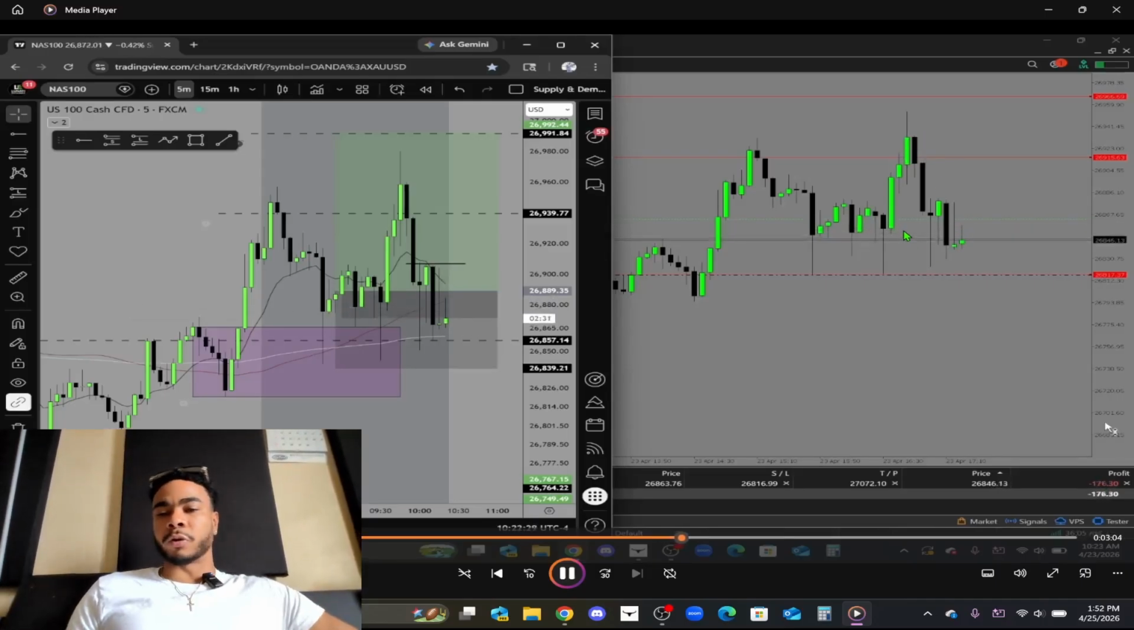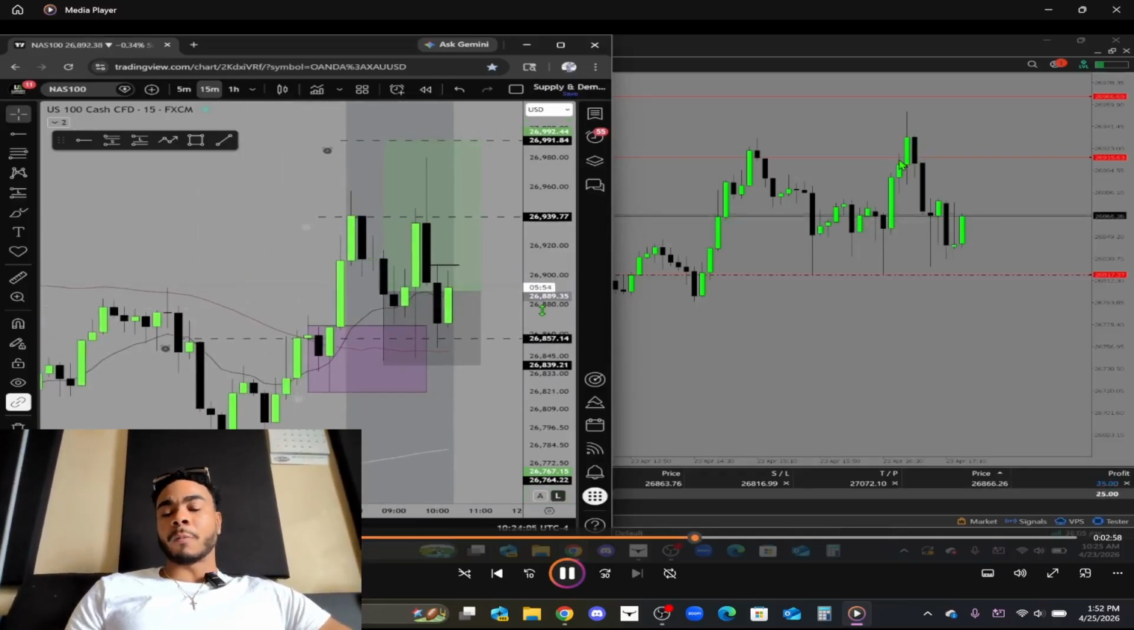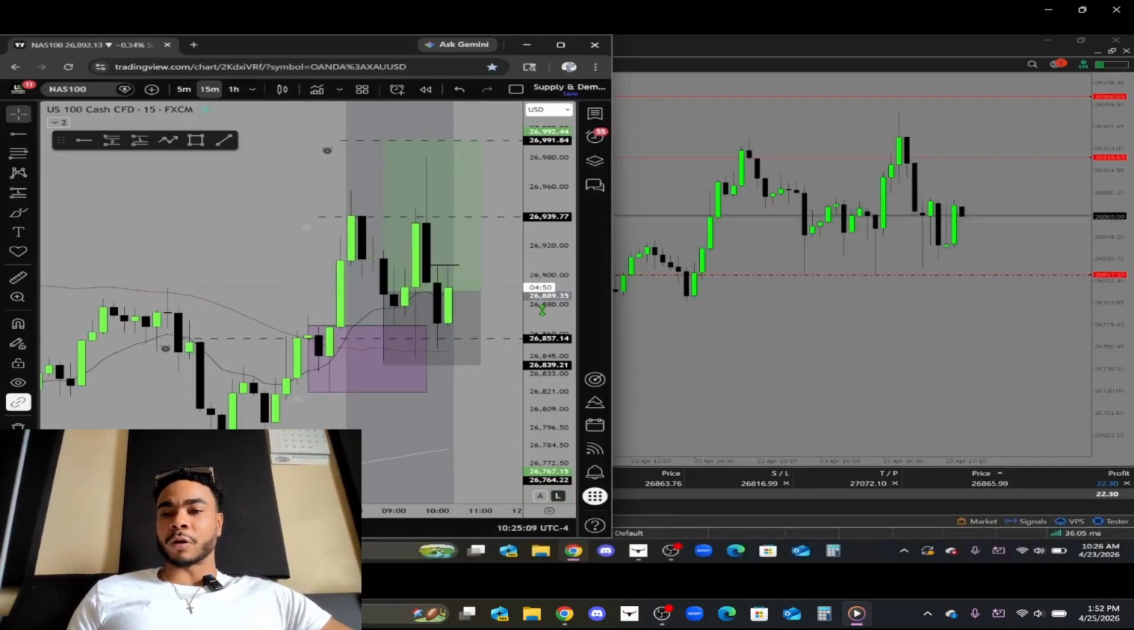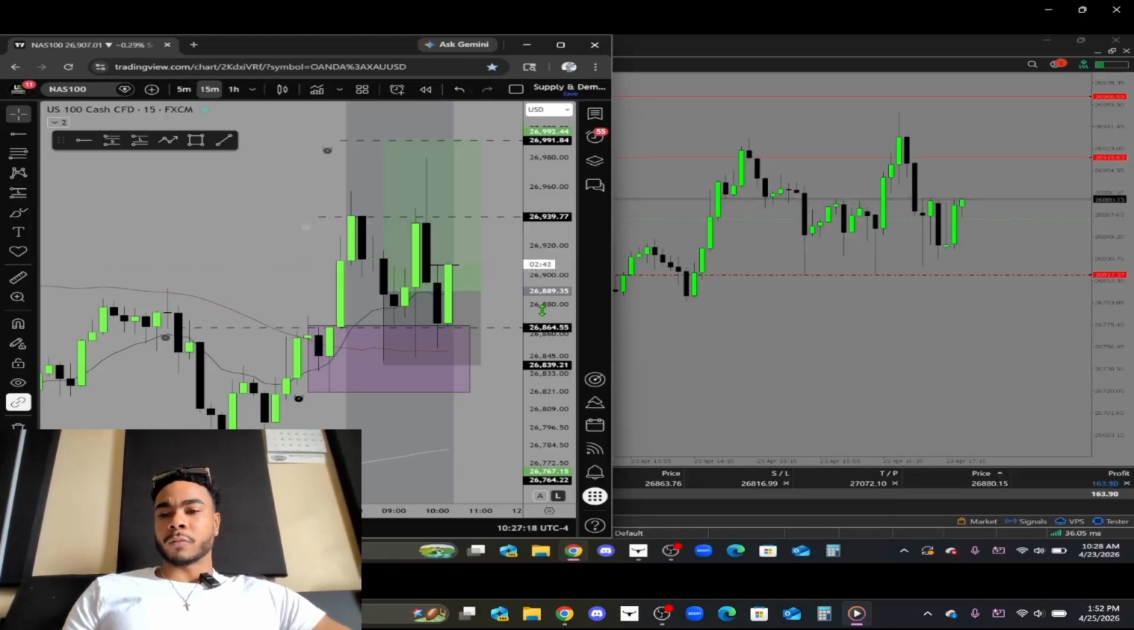I would have been out of this trade unless I closed out once I saw price rejecting and pushing down from a 1-to-1 target. But I'm not trying to close out with a little bit of my profits. I'm trying to close out with the whole amount, the whole 1 or 2 risk to reward. I'm not taking partials.